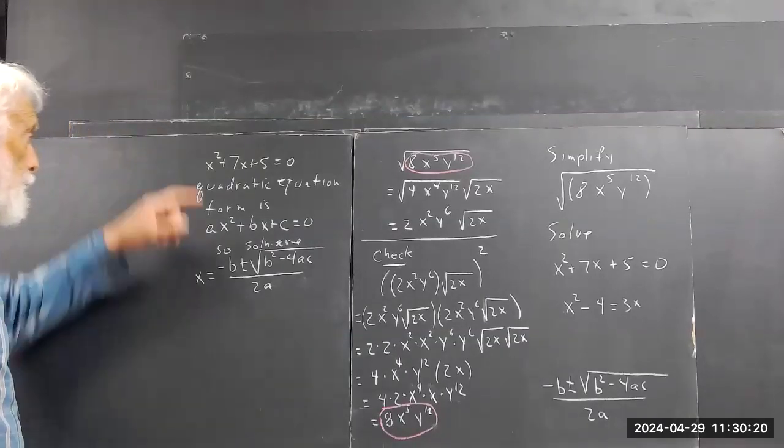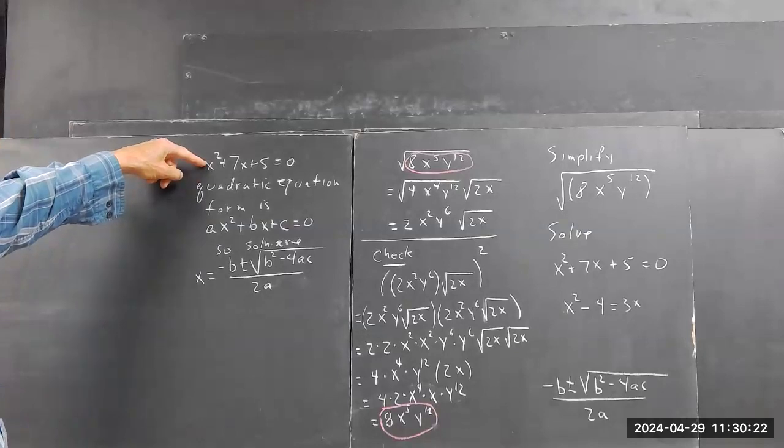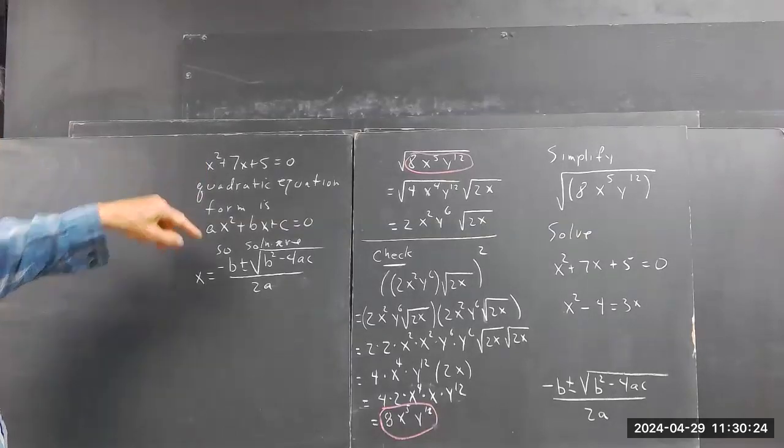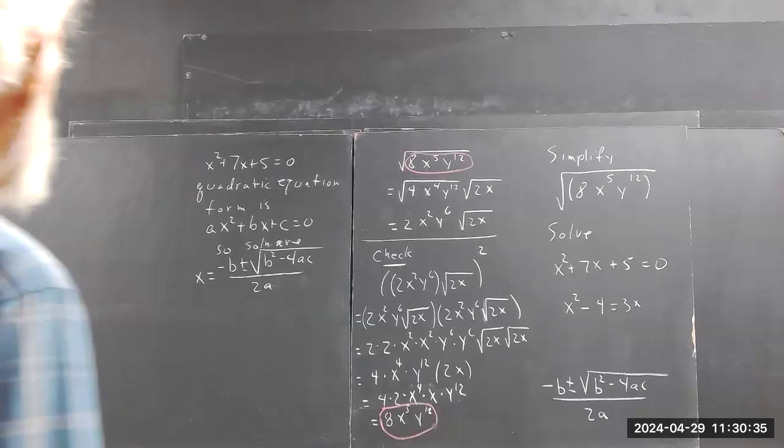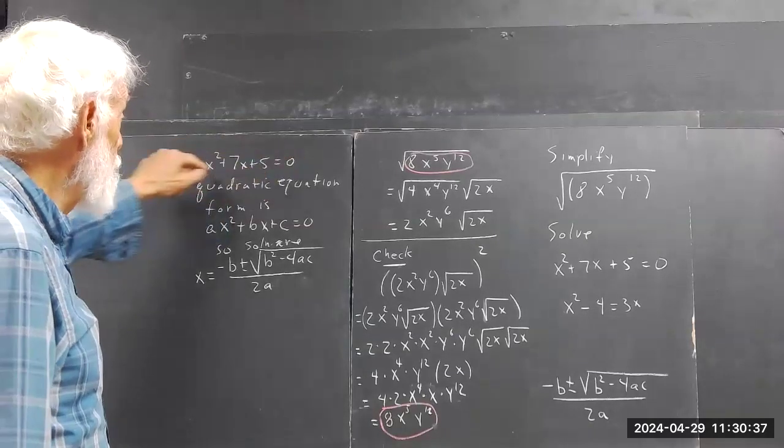So for this specific equation, which is in this form, I'm going to ask if you can identify a, b, and c. In other words, if I put the right numbers in for a, b, and c, I get this. What are the right numbers?